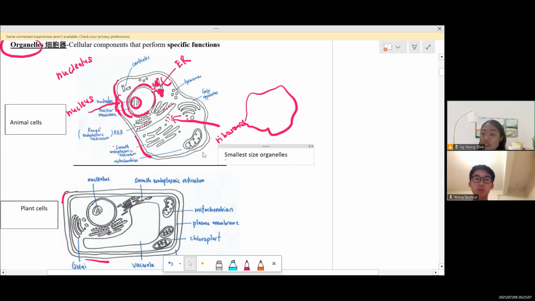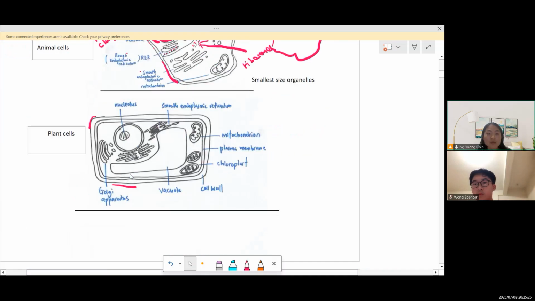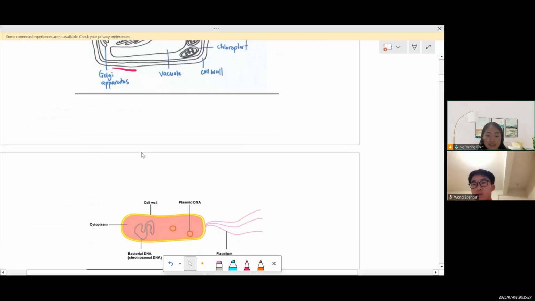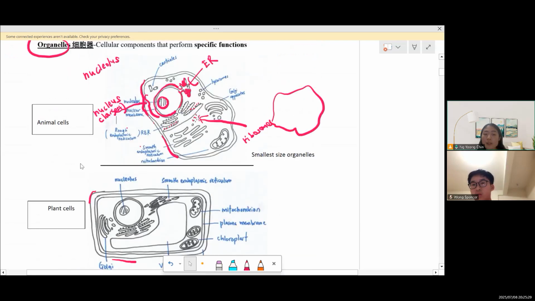So what is your largest organelle? It is the nucleus. The nucleus is the largest organelle in the cell, so it's very big and prominent. So animal cell or plant cell in general is like this. Animal cell and plant cell, they are under which kingdom? They are under the eukaryotic cell.